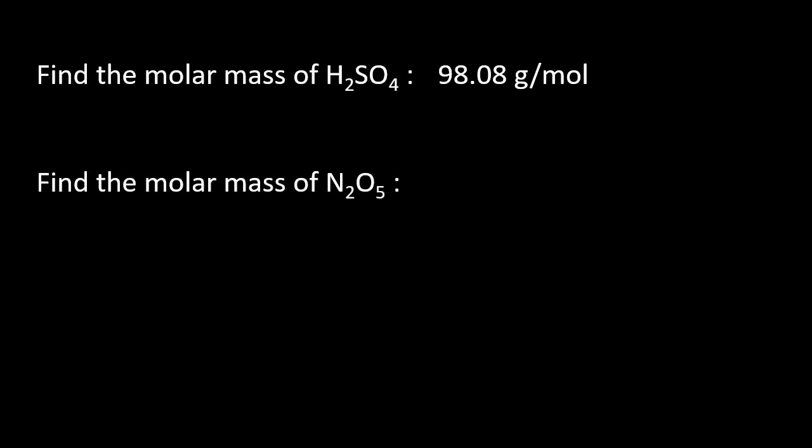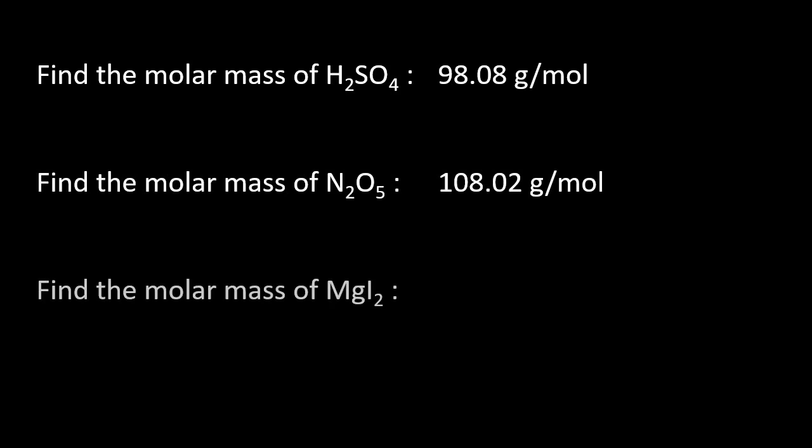Try this one, N2O5, dinitrogen pentoxide. Again, pause me here. You should get 108.02 grams per mole. Third example, magnesium iodide. Pause me for a few minutes while you figure it out. You should get 278.11 grams per mole. Okay, so it's fairly straightforward. Try this from your textbook.